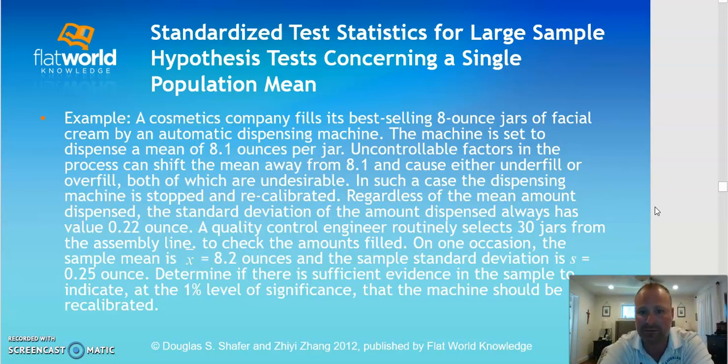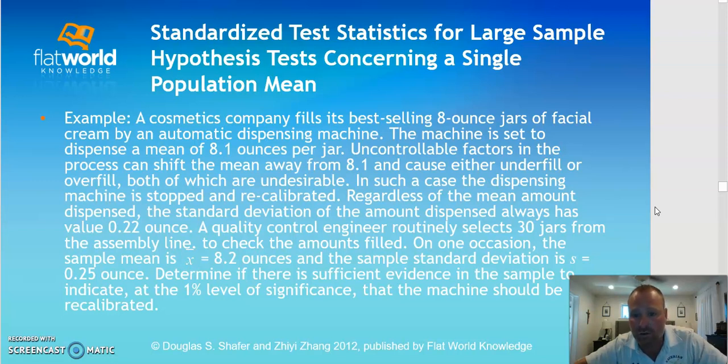So a cosmetic company fills its best-selling 8-ounce jars of facial cream by an automatic dispensing machine. The machine is set to dispense a mean of 8.1 ounces per jar. Uncontrollable factors in the process can shift the mean away from the 8.1. So there's obviously error in that machine, right? A little bit more might come out, a little bit less might come out, and cause either underfill or overfill, both of which are undesirable. In such a case, the dispensing machine is stopped and recalibrated. Regardless of the mean amount dispensed, the standard deviation of the amount dispensed always has a value of 0.22 ounces.